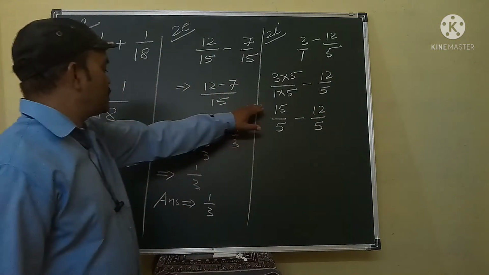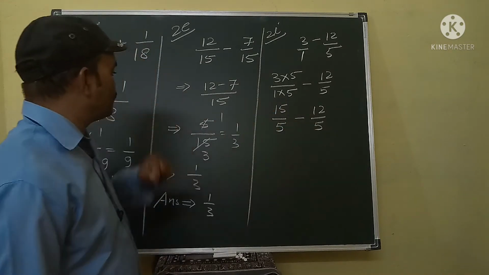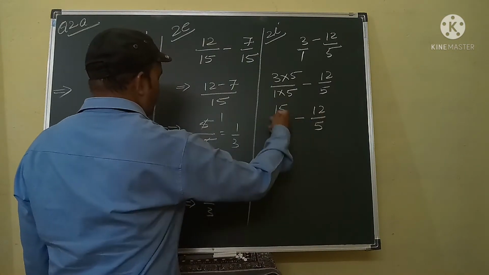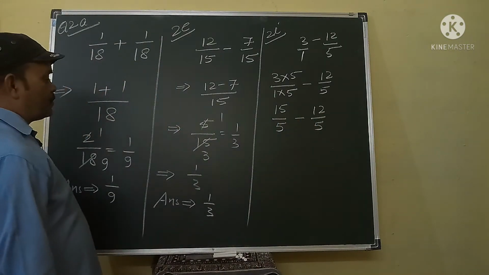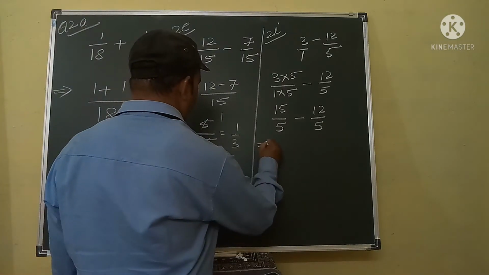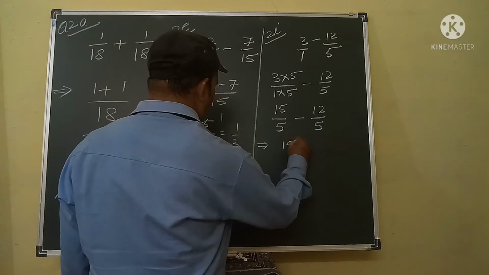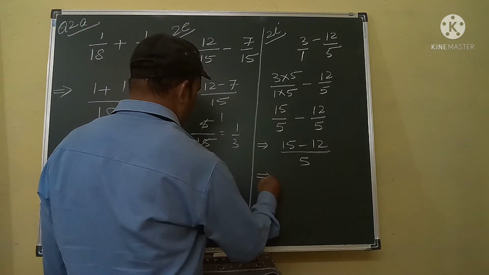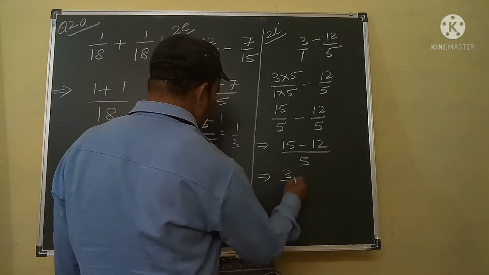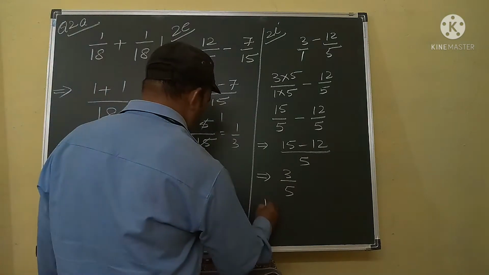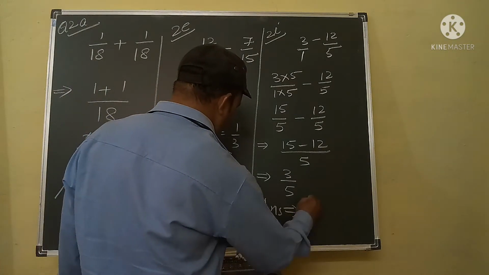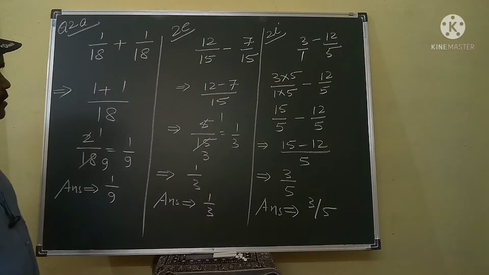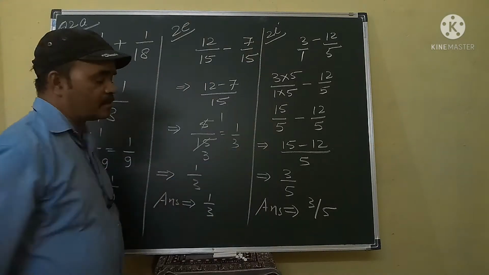As you are looking, this is 15 upon 5 and this is 12 upon 5. That means the denominators are the same, so these are like fractions. Then we will apply the same procedure. We can write 15 minus 12 upon 5. 15 minus 12 means 3 upon 5. So your required answer is 3 upon 5.